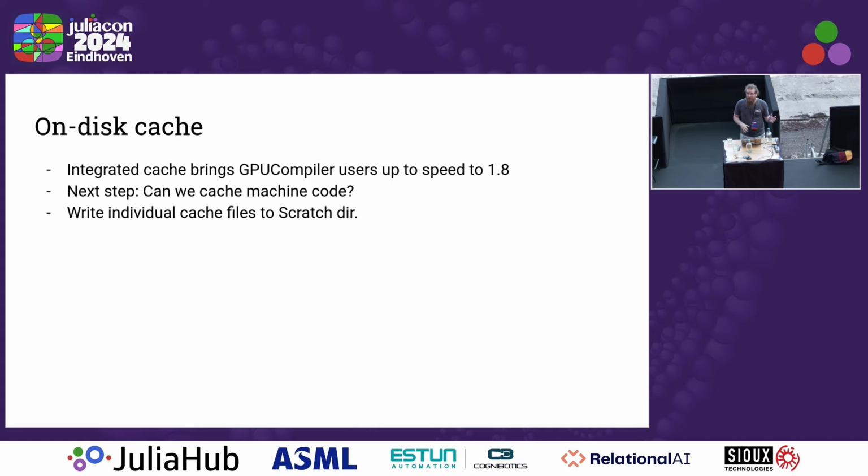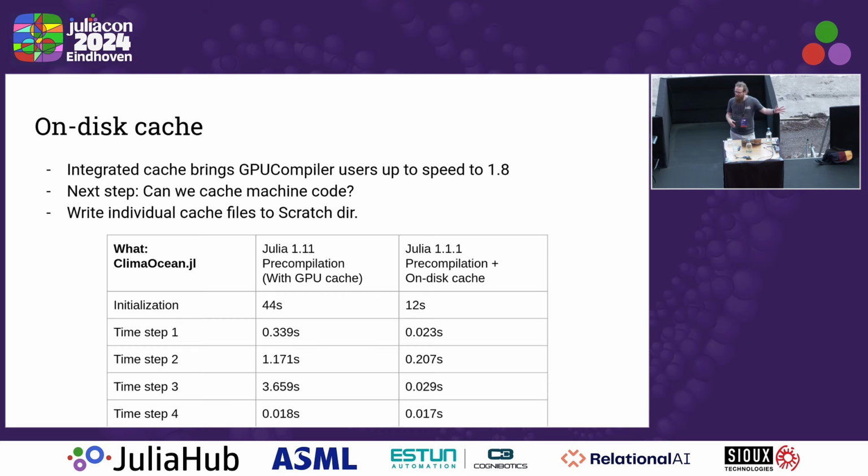The on-disk cache is a pull request that was originally written by Tim and then rewritten twice in the meantime, and was flying around. It was very experimental. What we wanted to do is save machine code as well. But because we have many different versions of GPUs around, it didn't feel right to bake it into the package image itself. Instead, we are writing out small files into a scratch directory that contain the necessary assembly, so that if you're changing options or flags or you're changing GPUs, you can still cache it. And the next time you execute, you don't get a cache miss. With that improvement, we went from 44 seconds to 12 seconds, which basically is acceptable.